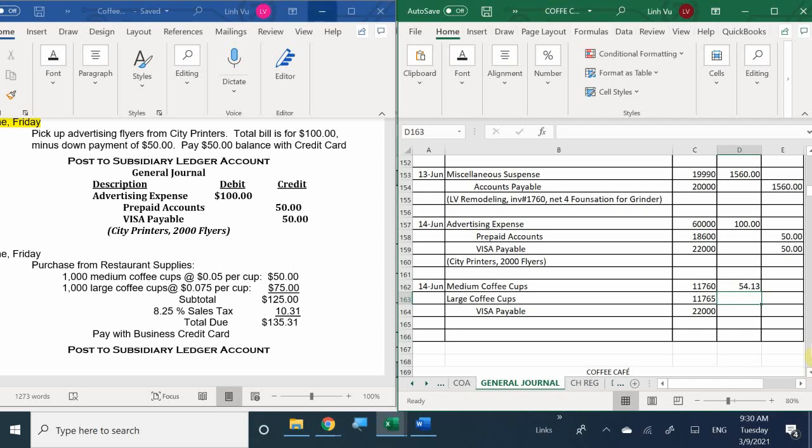54.13, okay. And then, of course, if you want to do simple math, you can solve for the remaining by subtracting from the total amount. So if you have a total of 135.15, right, or 135.31, you could just subtract that. You don't have to recalculate the tax again because you're already given the receipt amount. So that means I have a total of 81.18 for the large coffee cups. And you can always double check that by actually multiplying out the tax for that if you'd like. But 81.18 is what I got.